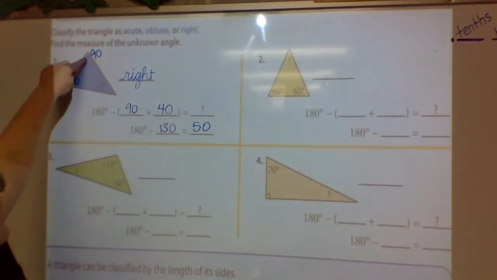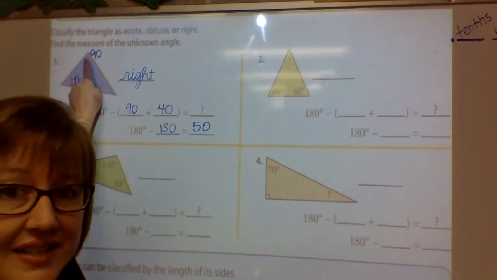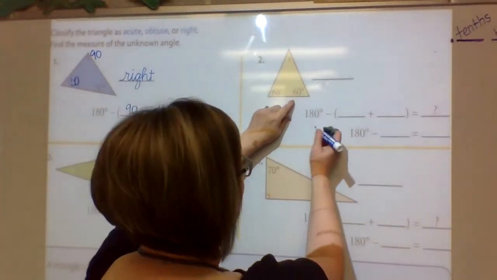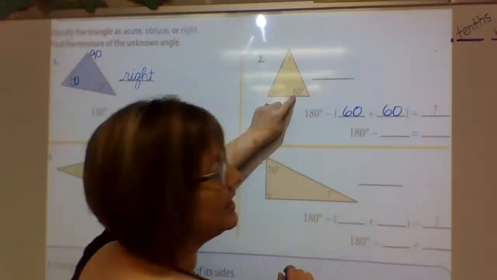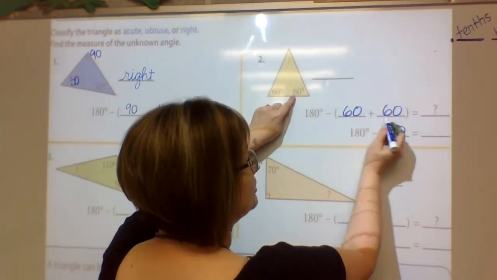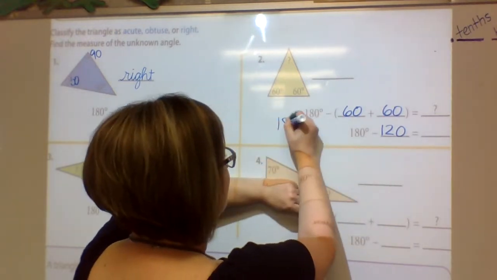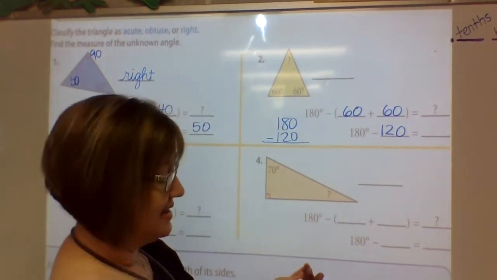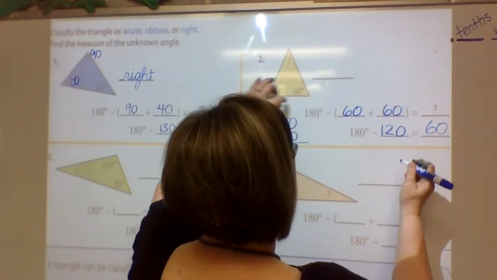This is the only one that didn't have two measurements because you're supposed to recognize that as 90. But these already have 2. So I'll do this one with you. 180 minus 60 and 60. What do 60 and 60 equal? Bring down those zeros, and 6 plus 6, 120. So what's 180 minus 120? If you can't do it in your head, you can do it like that. That equals 60. Remember, all 3 of these are the same.